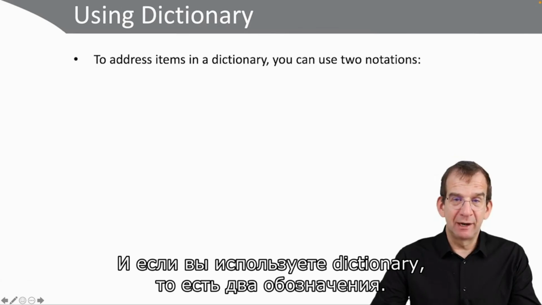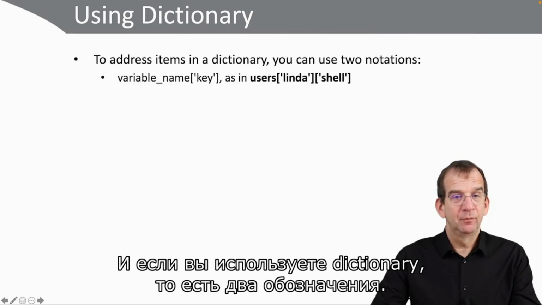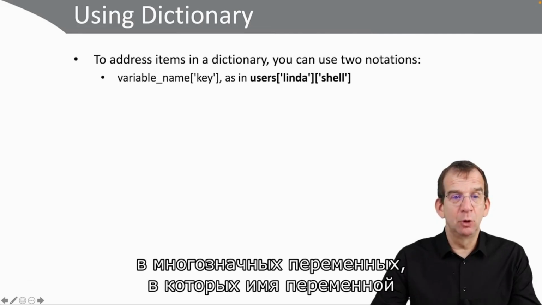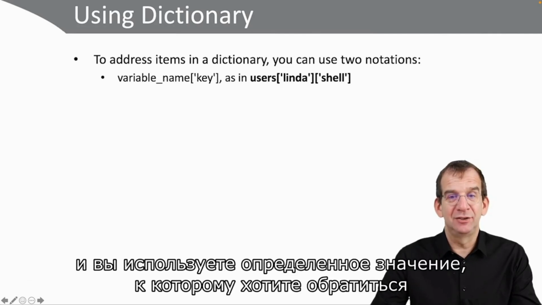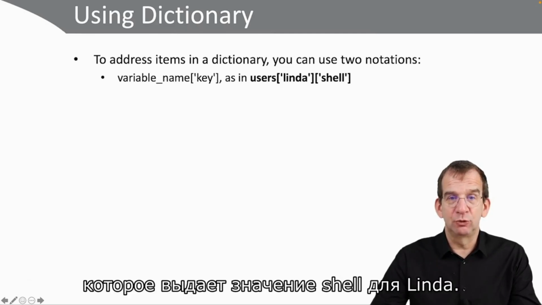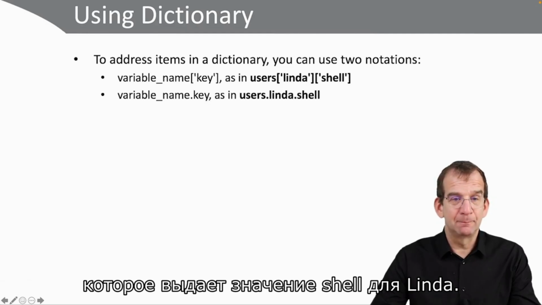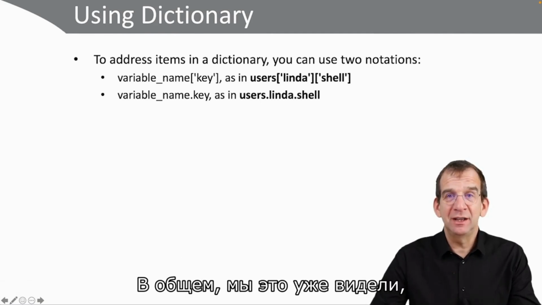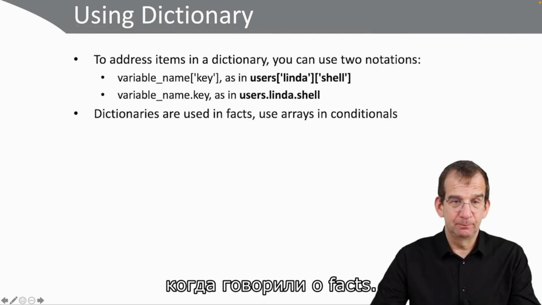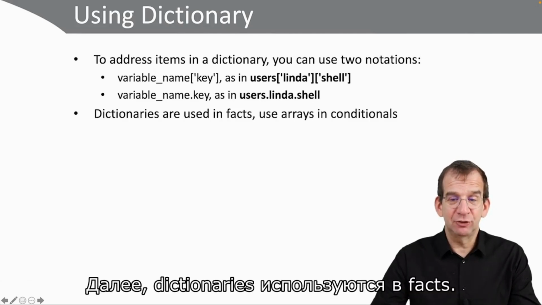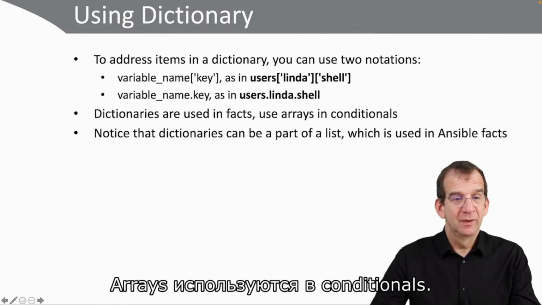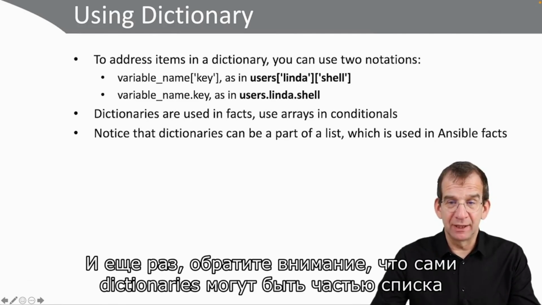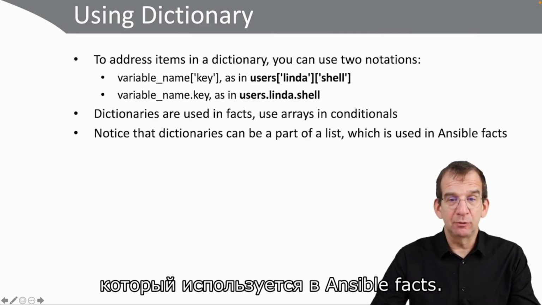And if you use a dictionary, there are two notations. There is a notation that we have already seen in a multi-valued variable, which is variable name, and between square brackets you use the specific value that you want to address. As in users Linda shell, which will print the shell for user Linda. You can also use the dotted format, which we have talked about before. This is basically what we have already seen when we were talking about facts. So dictionaries are used in facts. Arrays are used in conditionals. And again, notice that dictionaries can be a part of a list, which is used in Ansible facts.